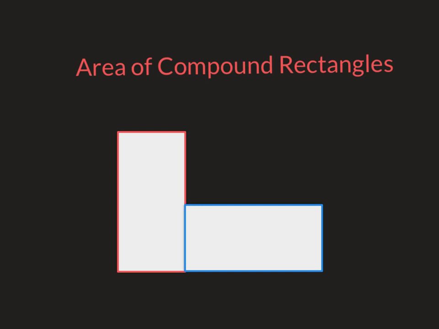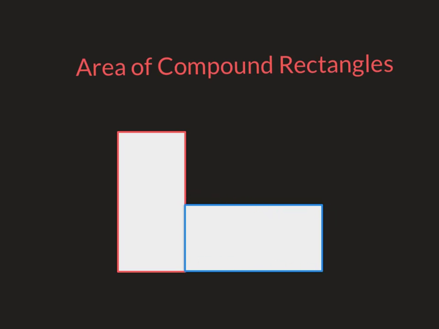This short video will go through strategies to find the area of compound rectangles. Just like compound words in your writing or your spelling or your reading, a compound rectangle is when you might find two rectangles joined together. Or you might see maybe an L shape or a different shape that you might need to break down into smaller rectangles to then be able to find the area of it.